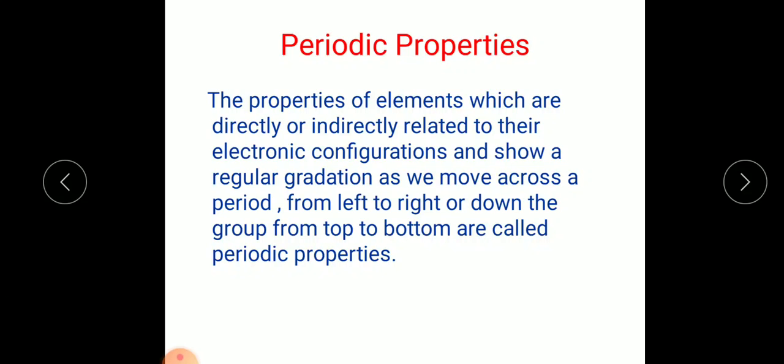In a particular group, the electrons in the outermost orbit remain the same. Say for example, in group 1 we have only one electron in the outermost orbit. All the elements have only one electron, that is, the electronic configuration is similar. Since chemical properties of elements depend upon the number of electrons in the outermost shell, elements of the same group have similar properties.